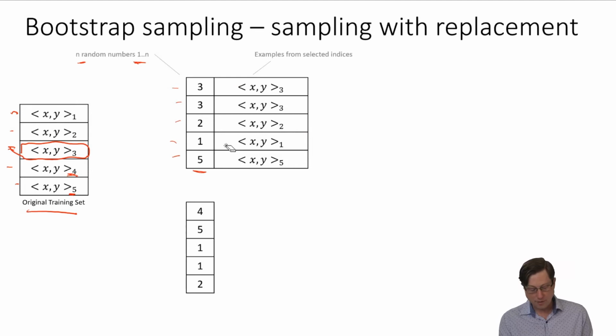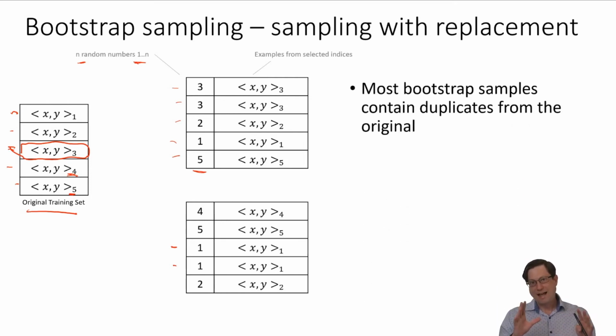Draw another Bootstrap sample by generating another 5 random numbers between 1 and 5. Maybe you'd want to be 0 based, I don't know. But you can see in this one sample 1 is in there twice and sample 3 doesn't appear at all. That's Bootstrap sampling. So you create your K Bootstrap samples, you run the base learners, you vote them. Pretty simple. That's the bagging algorithm.